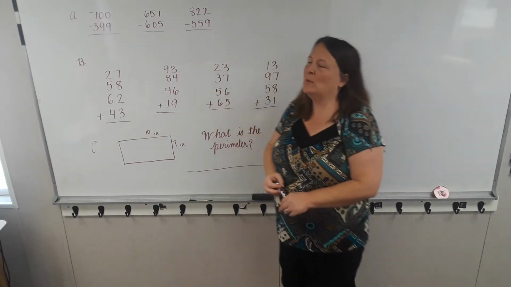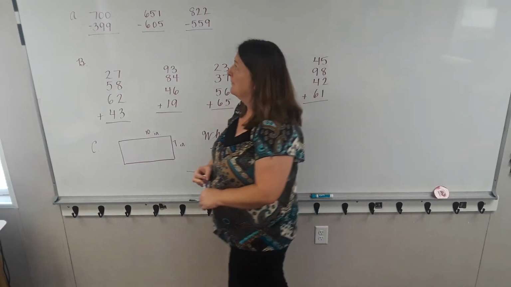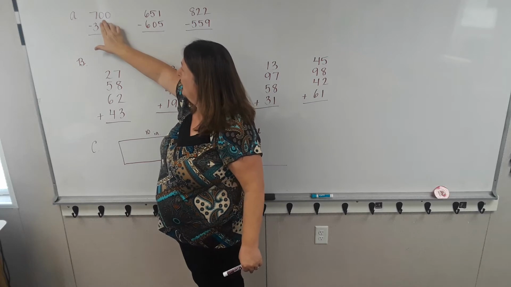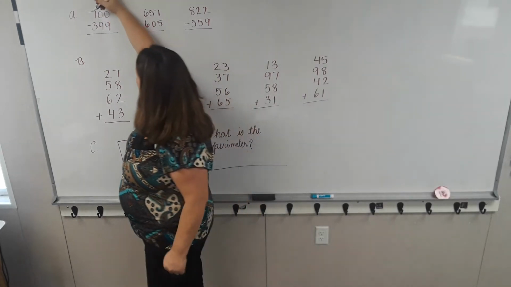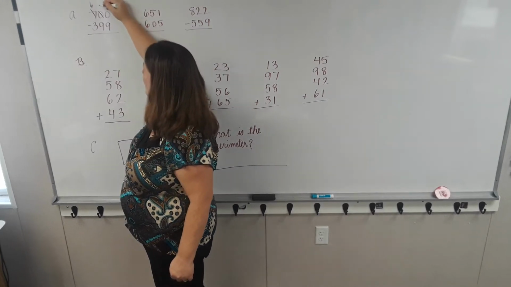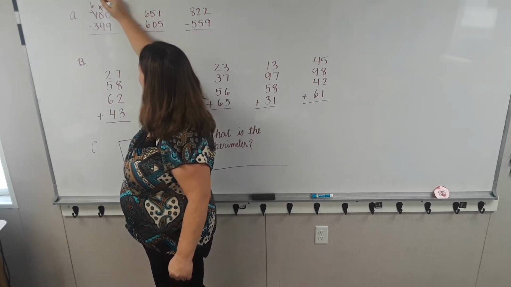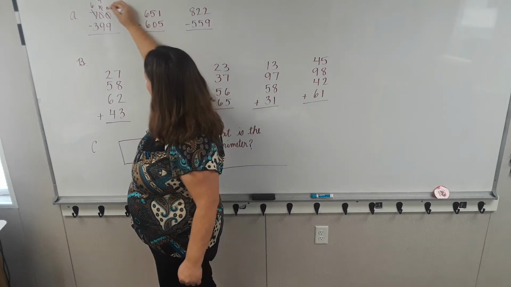Hello, we're on lesson 139 for arithmetic. Look at letter A. 0 minus 9, you need to borrow. You can't borrow from the 0, borrow from the 7. What does the 7 become? A 6. What does this 0 become? A 10. Now, I can borrow from this 10, make it a 9, to make this 0 a 10.